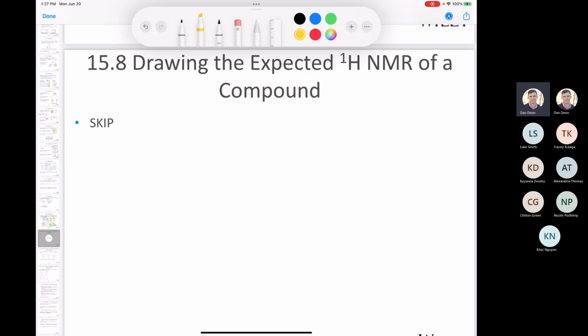So I wouldn't say skip this section as in don't read it and don't care about it. I would just tell you, read it on your own time. Take a look at a couple of the practice problems. I won't ask the exact problems from that section, but it's worthwhile knowledge to have. All right, so that covers that.